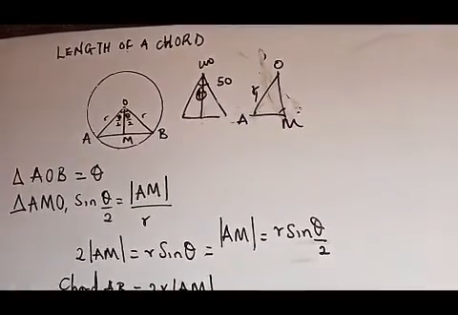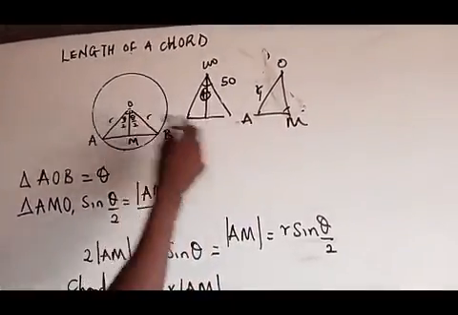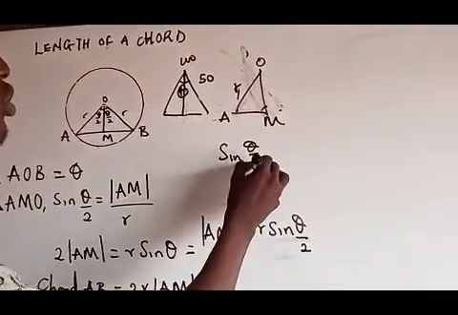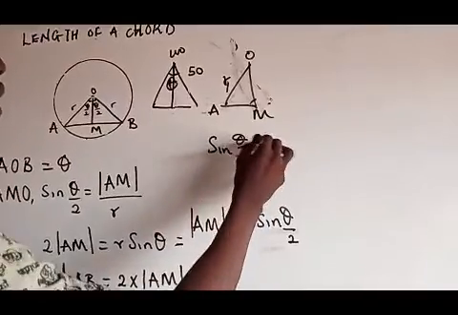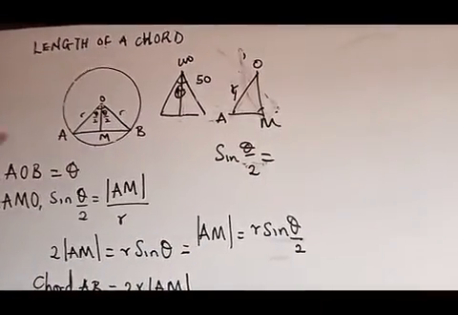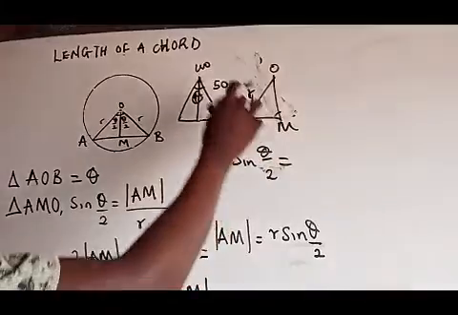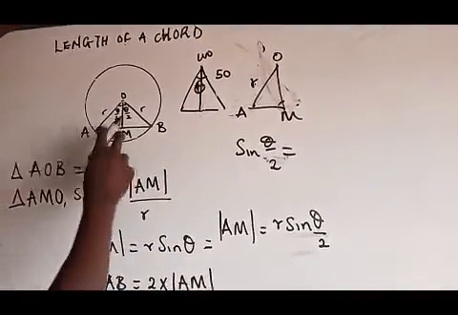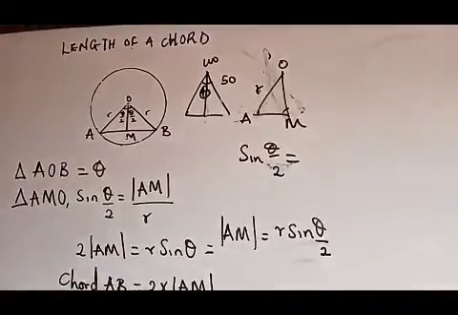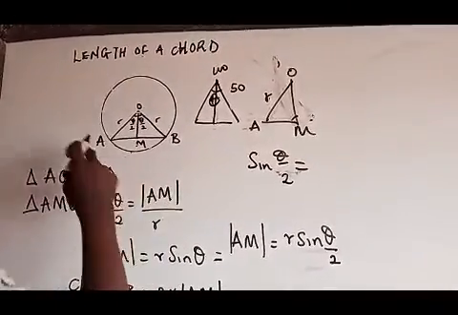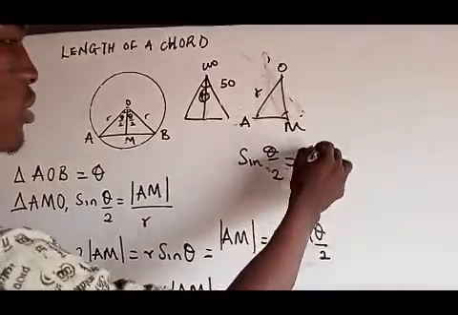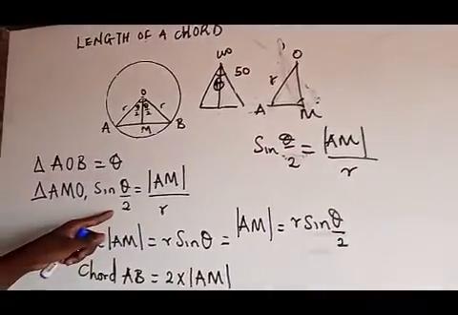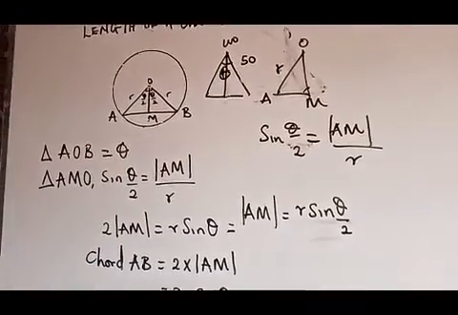If I'm to get this angle, it will be sin theta, and our theta here is theta over 2. So sin theta over 2 equals opposite over hypotenuse. Your opposite is AM, and the hypotenuse is R. So your AM over R. That's why I have AM over R here.